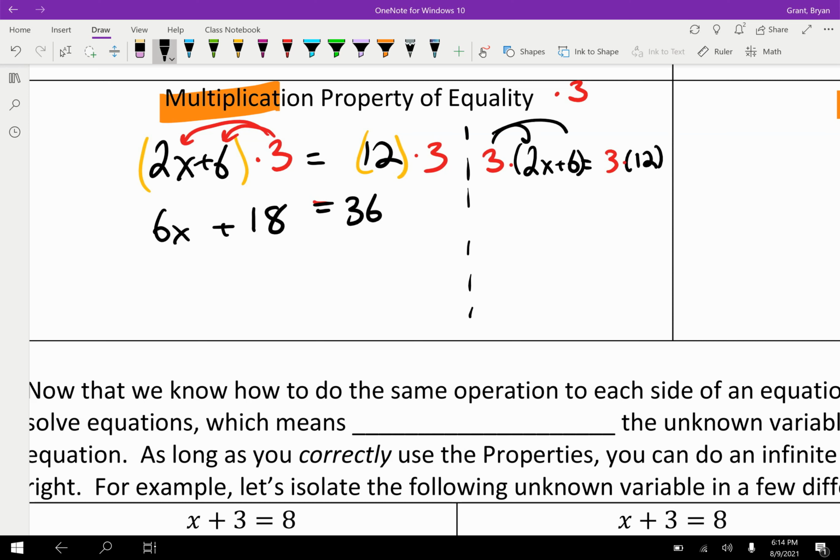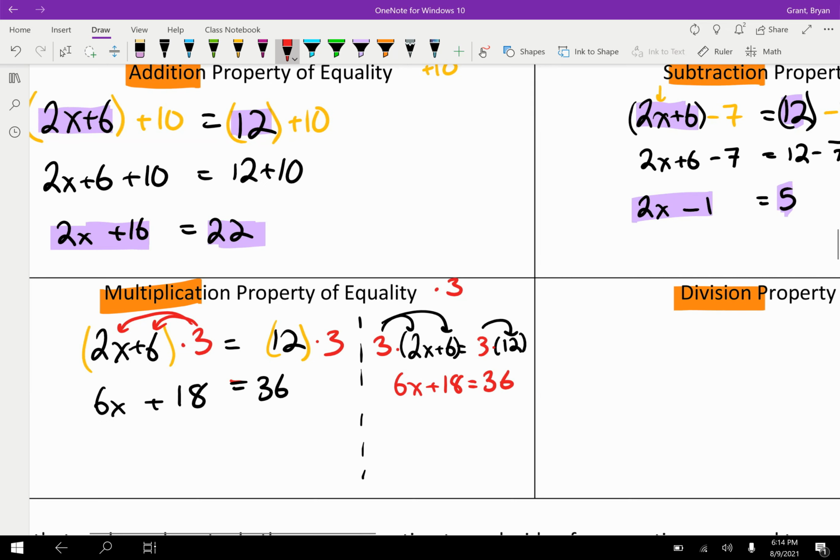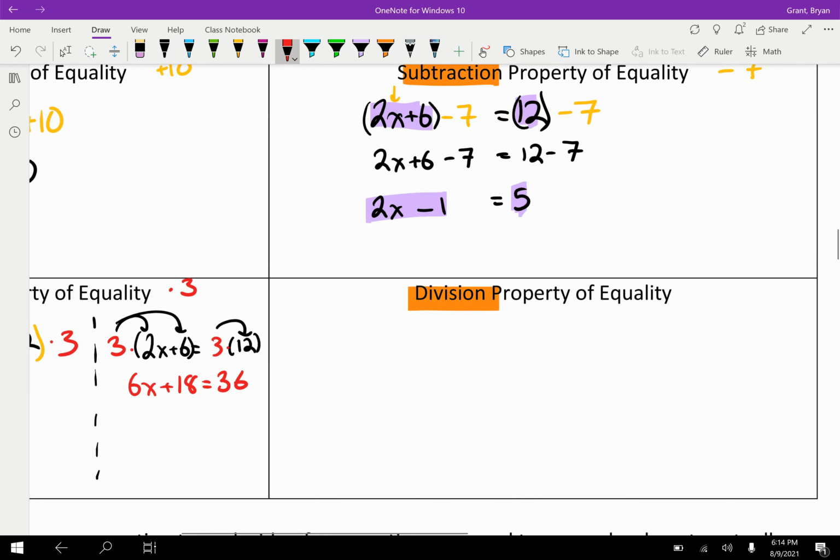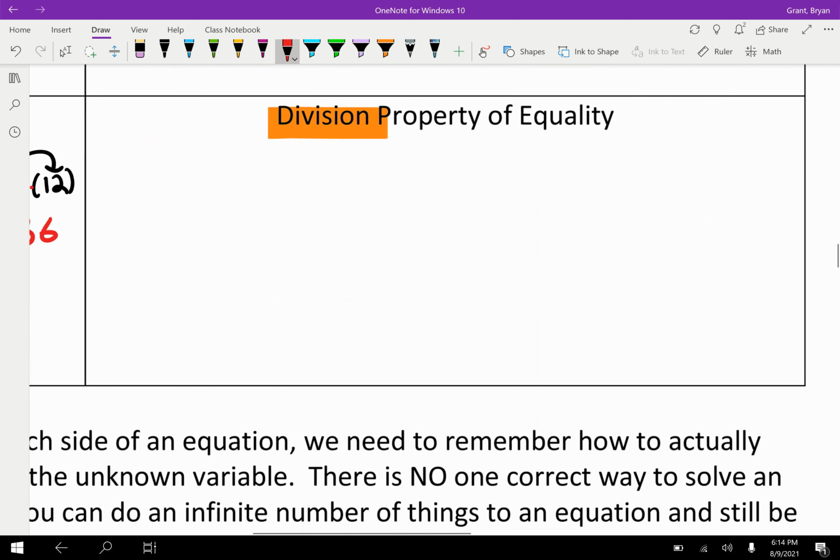This is switching terms around here. This is called our commutative property. We're allowed to multiply at the beginning or at the end in this case. 3 times 2x is 6x, 3 times 6 is 18, 3 times 12, 36. It's the same thing. I just put it at the end so you could see the difference between addition and subtraction.